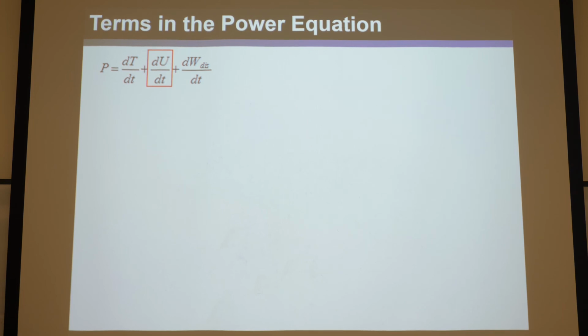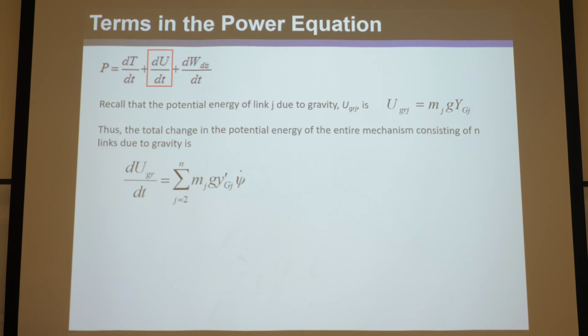Okay, and remember there's two ways we have potential energy, at least in mechanisms, two typical ways. There's the gravitational potential energy, okay, and you have to consider that for every link. So that's U, gr for gravity, and J is for the link. Okay, so you take the mass of that link times G times that Y from some datum, not the displacement, but the distance from some datum to the center of mass, Gj on the link.